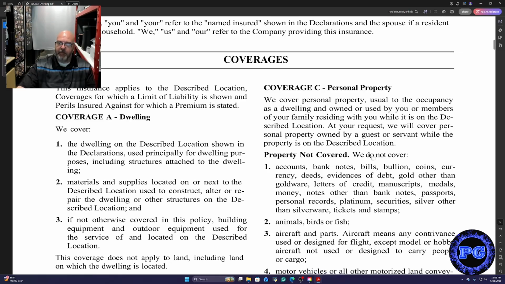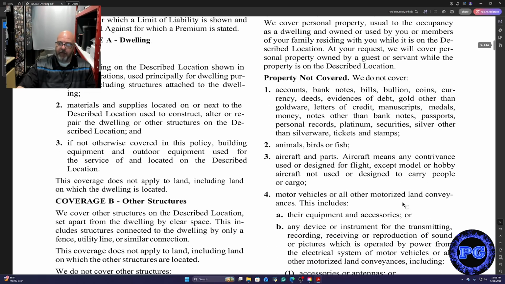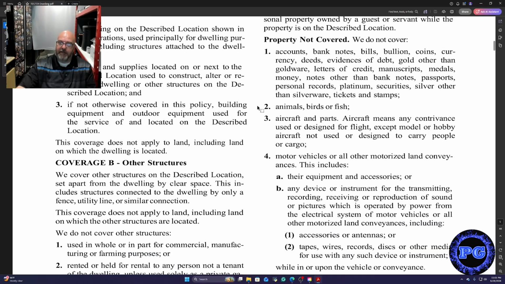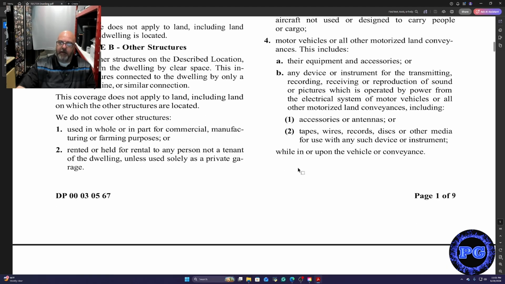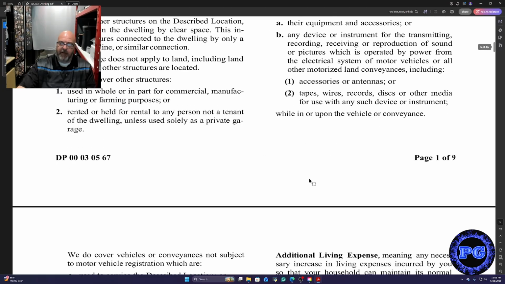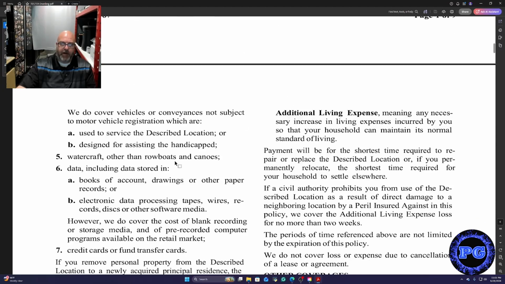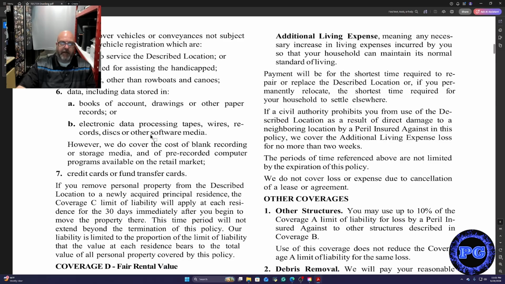Personal property, property not covered, right? So they don't cover this stuff, right? Passports, all this kind of thing, right? Animals. That's good to know too, right? And a lot of this stuff carries over to home. So that's why I'm spending more time on it. It's not just dwelling, but you got animals are not covered. Aircrafts, motor vehicles, right? That's your auto, right? So your home or your dwelling is not covering your motor vehicle, right? And their accessories and that kind of thing, right? So even though that is your personal property, that's not covered, right?